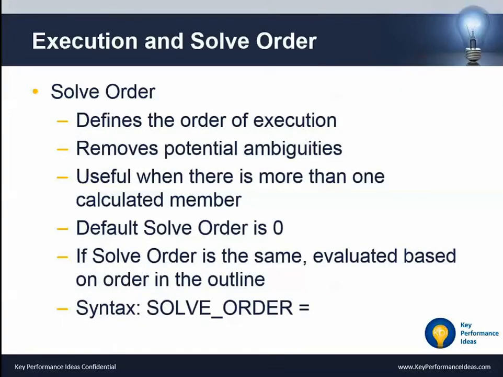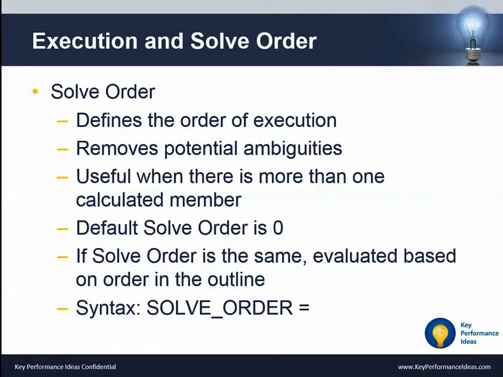Something that I mentioned previously that's really important is solve order. Solve order defines the order of execution. This is very similar to what you see in an ASO cube if you're managing an outline in an ASO cube. Basically it just removes any potential ambiguities when it's trying to calculate the query. It's very useful when there's more than one member, but it is recommended you almost always use a solve order if you're going to have a calculated member. The default solve order is 0. If your solve order is the same, it's going to evaluate based upon the order in the outline.